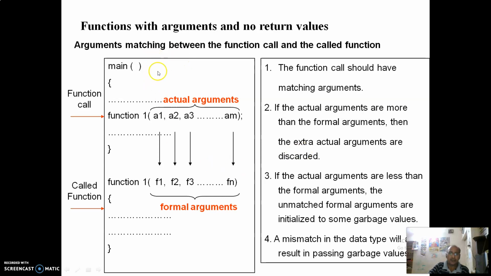See this one, main function calls function 1 with a1, a2, a3 and so on up to am. The function 1 is the body, this is the function definition: f1, f2, f3 and so on up to fn. That means f1 contains the a1 data, f2 contains the a2 data, f3 contains the a3 data, and likewise fn contains the am data. That is the actual arguments and also the formal arguments.